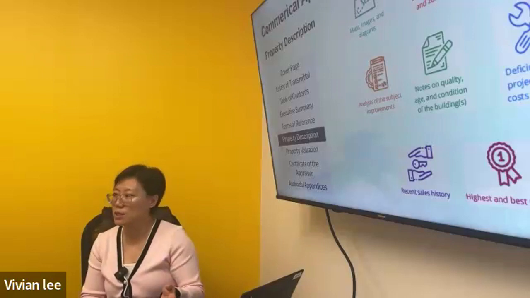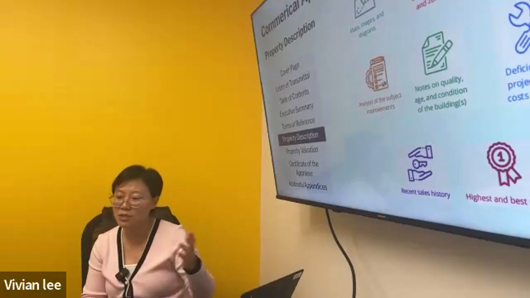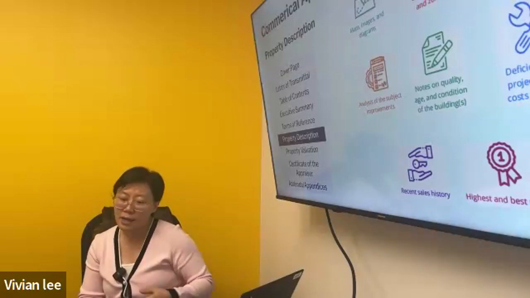And the description of existing site and use, that's what we just talked about. Was it a dump site before? If it was a dump site, was there pollution and all that stuff? Does it need to be environmentally cleaned up?